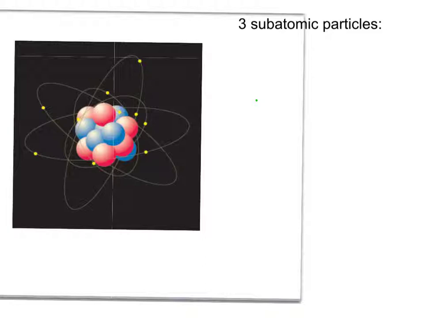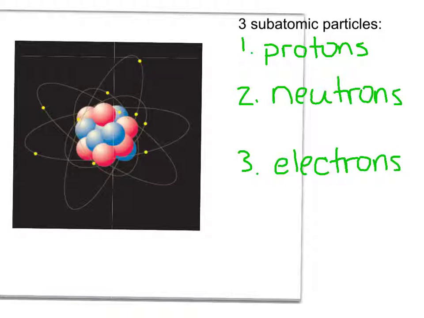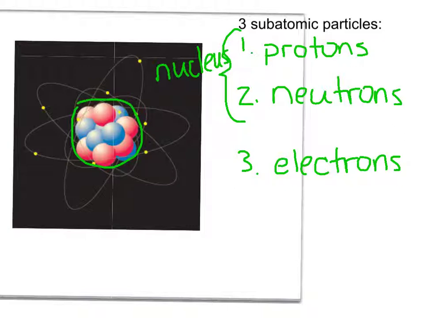Now, there are three subatomic particles. One of them is protons. Another is neutrons. And the third one, electrons. They can all be seen, these colored circles in this diagram. The protons and neutrons are the ones that are found inside the nucleus, and that's diagrammed right here. So these red and blue are protons and neutrons.